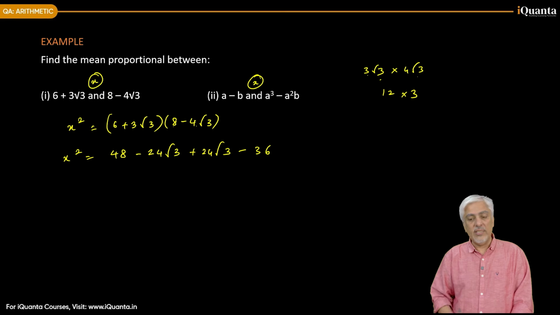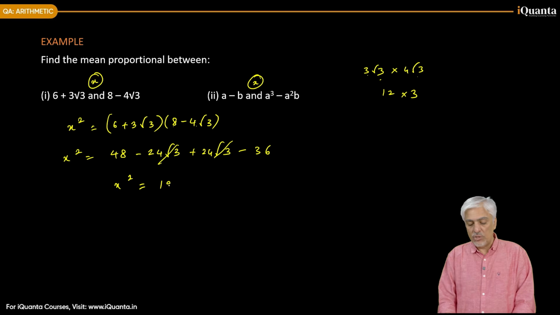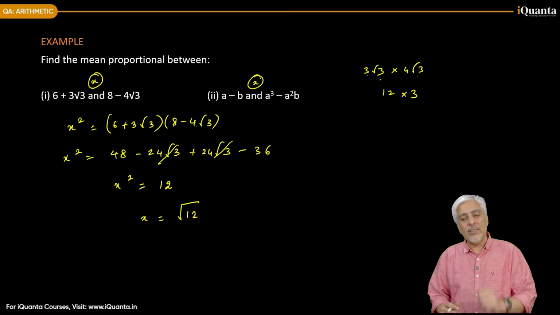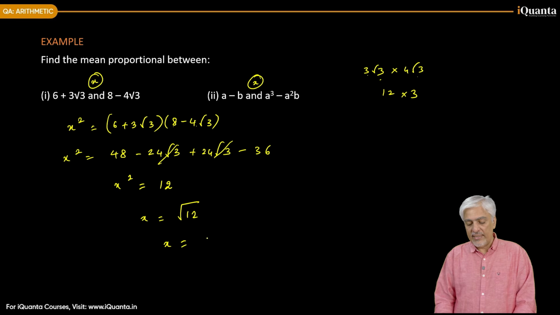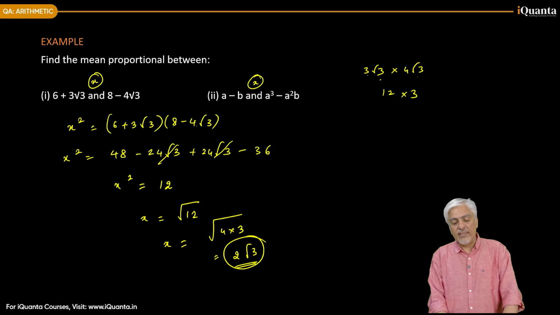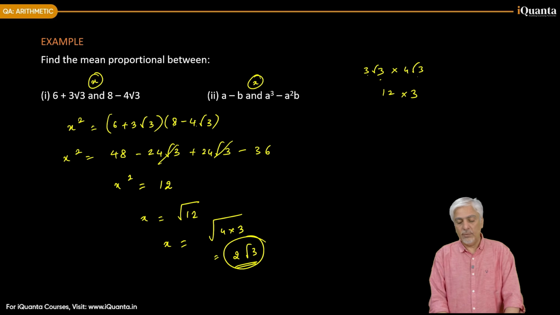Right? I hope you all got this. This and this cuts out. So x square becomes 48 minus 36, which becomes 12. And x becomes root 12. Root 12 can be simplified a little bit further. We can write it as 4 into 3. Square root of 4 is 2, and we will get 2 root 3. So I hope you got it. Just expanded it very carefully and solved it out.